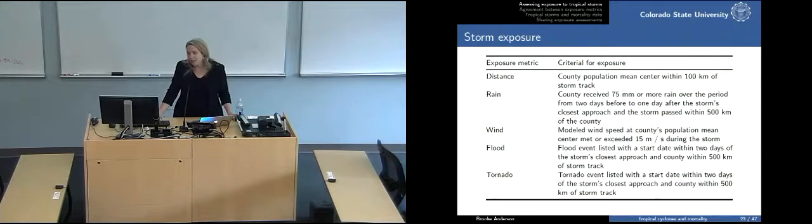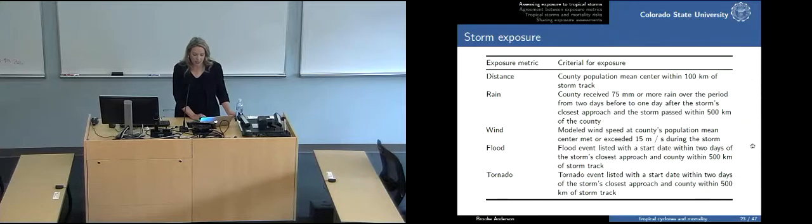But often for epidemiological studies, we use a binary: the county was exposed to the storm, or it wasn't. So for the results I'm going to show in just a minute, we looked at those binary classifications and how well they agree across these different exposure measurements. For distance, we used whether the county population mean center was within 100 kilometers of the storm track. For rain, as I mentioned, we chopped out anything outside of 500 kilometers from the storm track because in almost every case, except for one storm in Texas, I think, there wasn't rain that far out still associated with the storm. Then we required the county to have 75 millimeters or more of rain over a period from 2 days before the storm to a day after. For wind, we required that the modeled wind speed was 15 meters per second or higher.